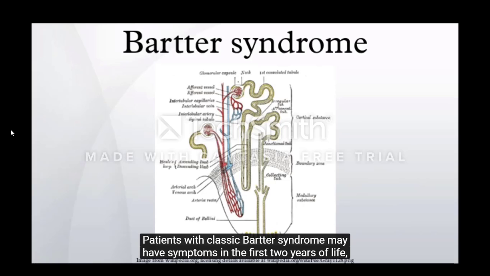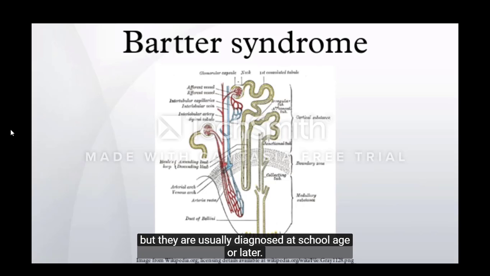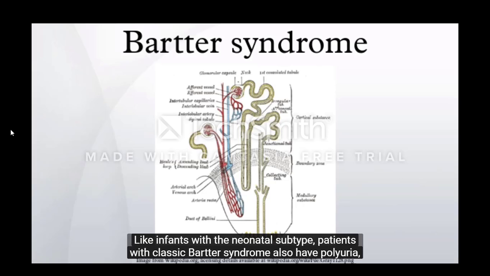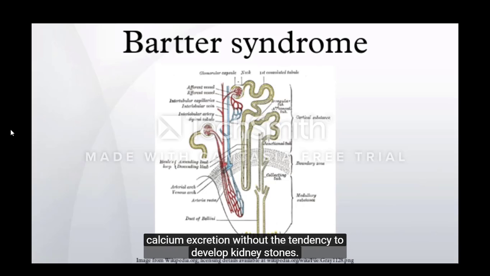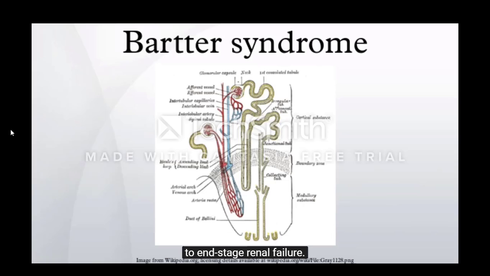Patients with classic Bartter syndrome may have symptoms in the first 2 years of life, but they are usually diagnosed at school age or later. Like infants with the neonatal subtype, patients with classic Bartter syndrome also have polyuria, polydipsia, and a tendency to dehydration, but normal or just slightly increased urinary calcium excretion without the tendency to develop kidney stones. These patients also have vomiting and growth retardation. Kidney function is also normal if the disease is treated, but occasionally patients proceed to end-stage renal failure.